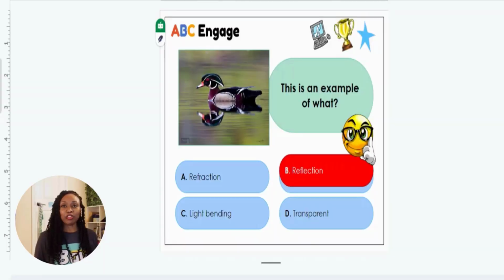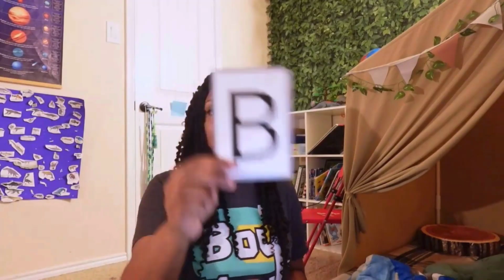And for my picture or graph-based questions, it's the same exact thing. I will reveal the question, reveal all 4 answer choices. The kid holds up the answer. I can see it from anywhere in the room because these are quite large. And then I will reveal the answer.